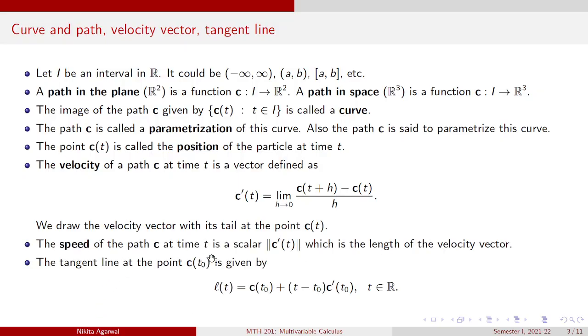The speed of the path c at time t is nothing but the magnitude of the velocity vector, which is the norm of c prime (t), or the length of the velocity vector. And what is the tangent line at the point c(t0) for a particular t0 in the interval? It's given by c(t0) plus (t minus t0) times c prime (t0), which is the direction. So you are walking along the velocity vector. Okay, so this is something that you already know.